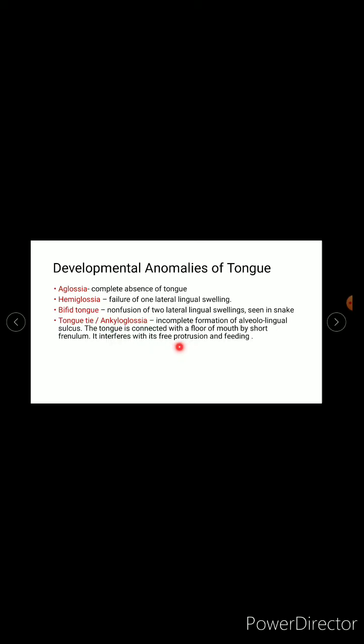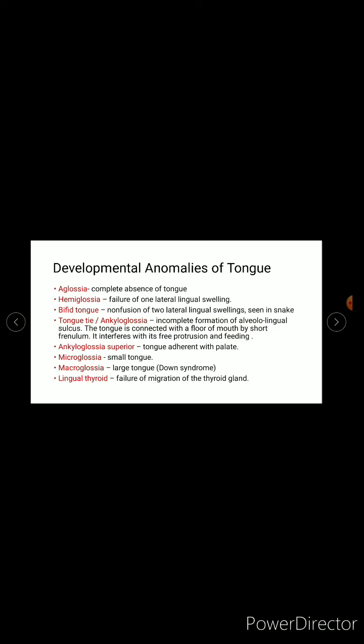Tongue tie, or ankyloglossia, is incomplete formation of the alveololingual sulcus. The tongue is connected with the floor of the mouth by a short frenulum, which interferes with its free protrusion and also causes feeding problems. Ankyloglossia superior is when the tongue is adherent to the palate. Microglossia is a condition where the tongue is small. Macroglossia is a large tongue. Hypertrophy of the tongue is seen, and it is a characteristic feature in Down syndrome.